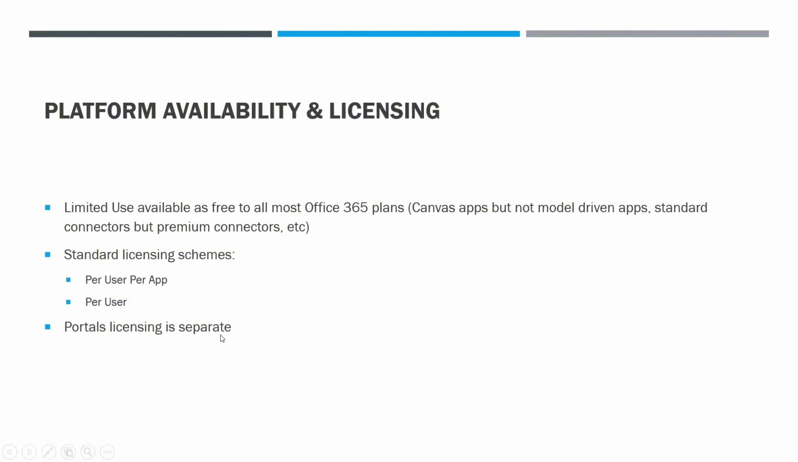And portal licensing is separate. I didn't go into the details, it's a bit complicated. But I think your best bet is that Microsoft 365 license plans have licenses available. And similarly, if your organization has a Dynamics 365 license, then Power Platform is available there as well. Okay.